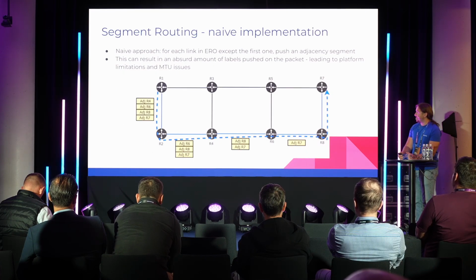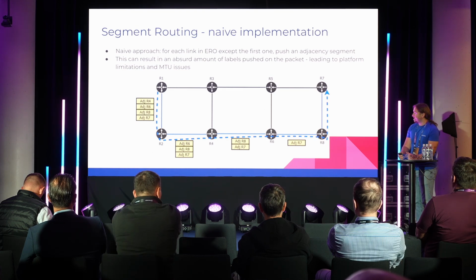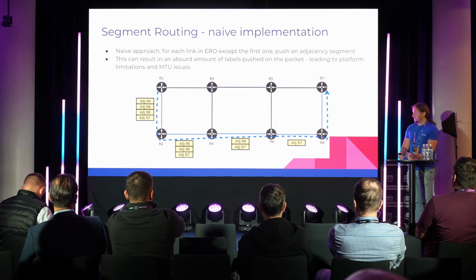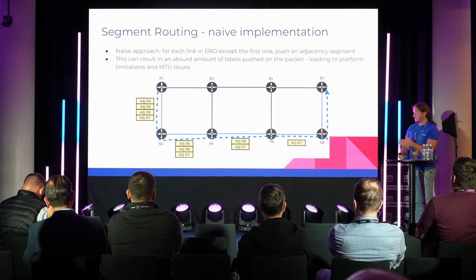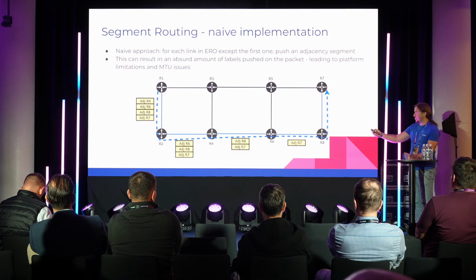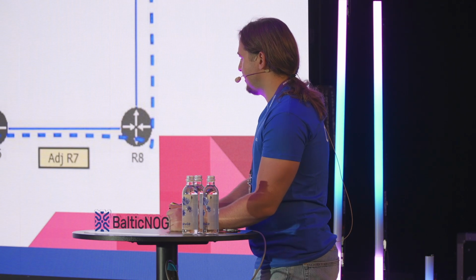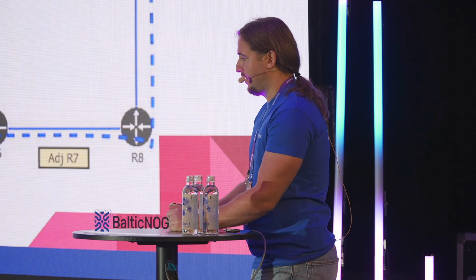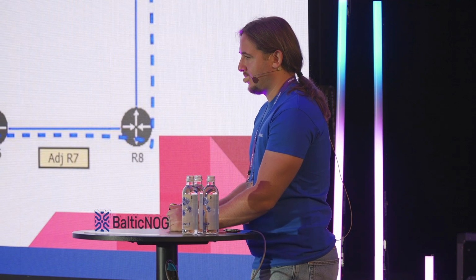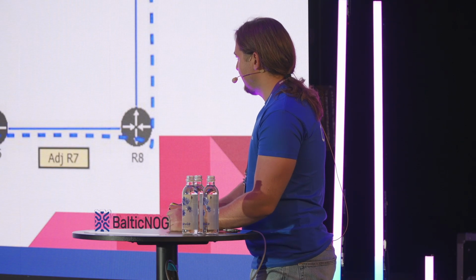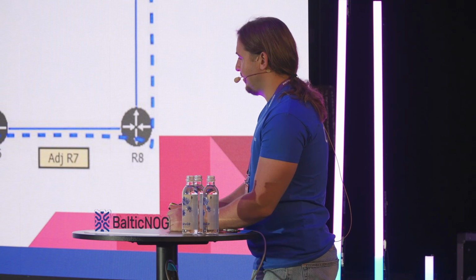So, naive implementation. We can use just adjacency SID, which signifies a link. So, in this case, we can push one label for each link, and then each router will pop one label and traffic will eventually arrive to its destination. The problem with this approach, too many labels will hit hardware limitations. There are some chips that can push only maximum 4 labels, like Qumran. And also you can hit MTU problems.